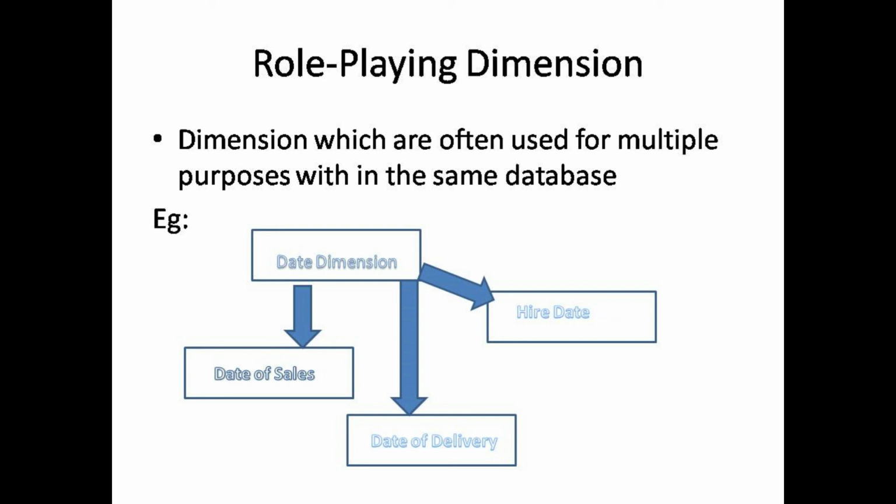In sales, it acts as the date of sales. In delivery, it acts as the date of delivery. In employee, it acts as the hire date. But we have used the same date dimension. So this type of feature is called role-playing dimension. What is role-playing dimension? A dimension which is often used for multiple purposes within the same database is called role-playing dimension.